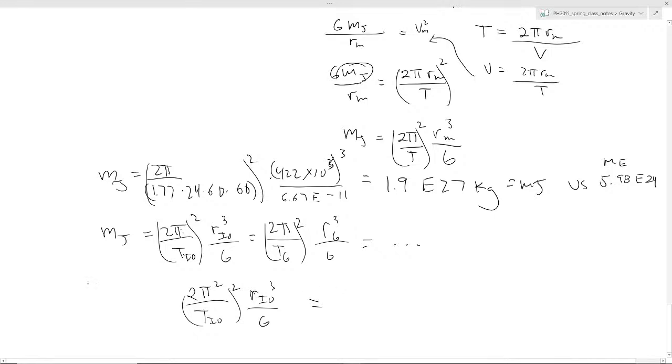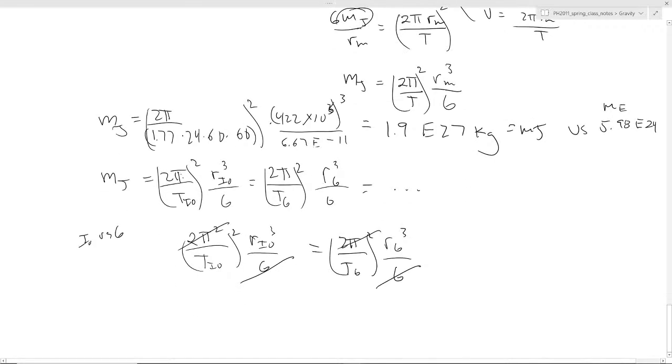So just looking at, say, Io versus Ganymede. Since so much of this is in common, it's not going to depend on g. It's not going to depend on this factor of 2 pi squared. We're left with a more general relationship: the radius cubed over the period squared for one moon is going to equal the radius cubed over the period squared for another moon.